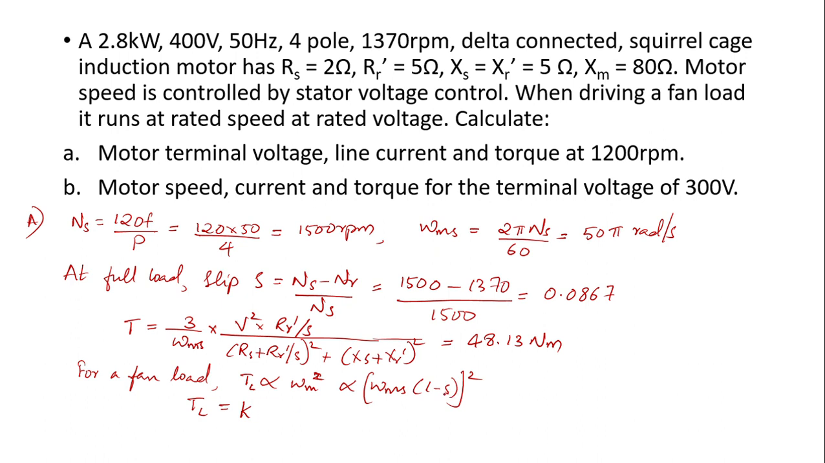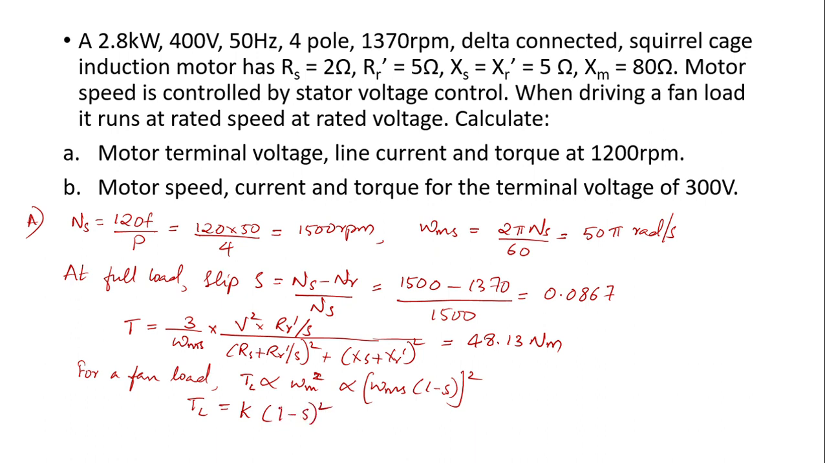Whereas the slip is not a constant, because your speed is varying at certain points. Since your running speed is varying, you cannot say that the slip is constant. Even though the slip is varying, your synchronous speed is always constant. That is why it is taken into k. And here you can write it as TL is equal to k into (1 minus s) whole square.